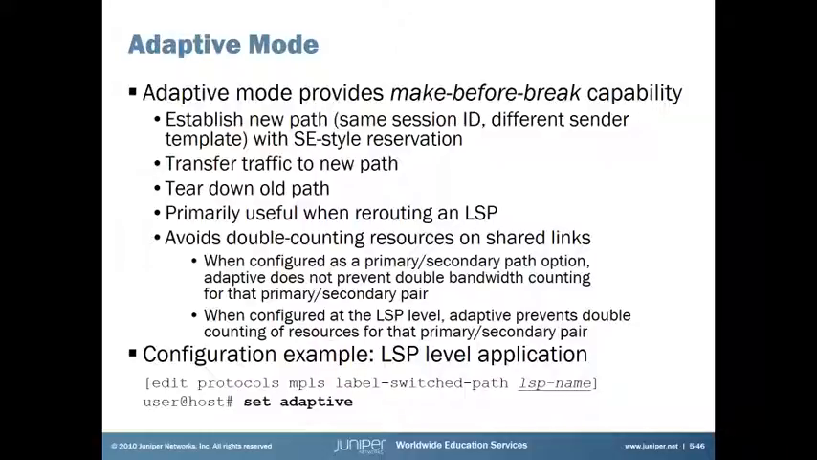Adaptive mode is an option that you can set on an LSP, and that means that a new LSP will be signaled up before the old LSP is torn down. So if the optimization conditions are met, and the LSP in fact can be re-signaled for a better path, what will happen is the new one will be signaled up before the old one is taken down. We kind of want that to happen. So you have this make before break capability.